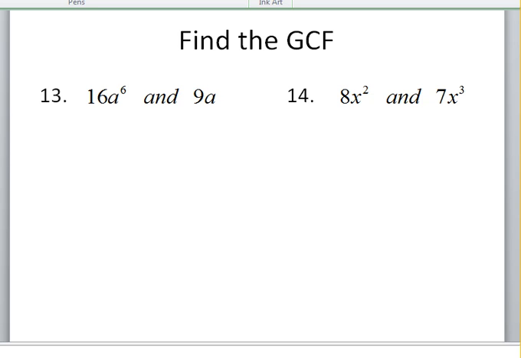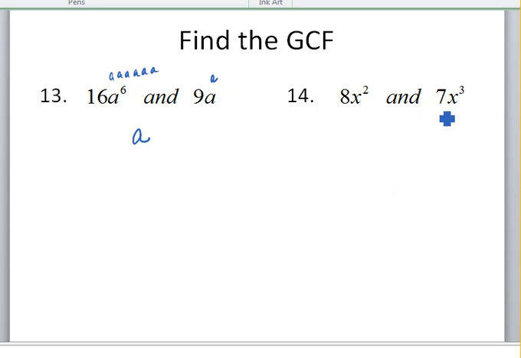Continue to look for the greatest common factor between these monomials. On this next problem, what number do these share in common? Well, a 9 and a 16 do not share any common factors. But if you look, this one has A times A times A times A times A, and this one just has an A. So they share an A in common, just one single A.